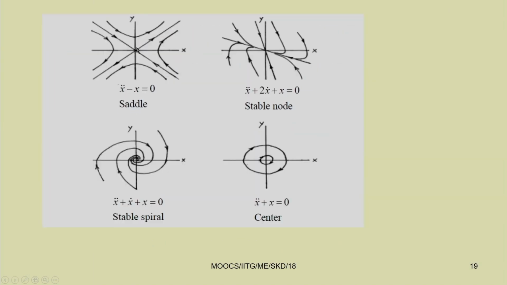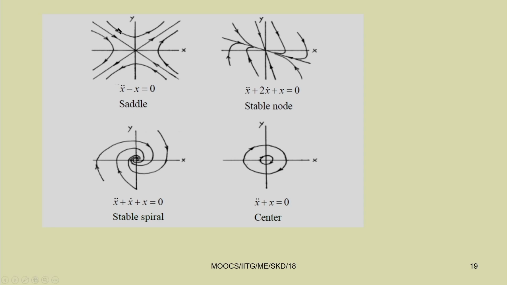So, this is the saddle point, and this is the saddle: x double dot minus x equal to 0. You just see the roots of the eigenvalue or roots of this equation. So, x double dot minus x equal to 0, this auxiliary equation will be D square minus 1 equal to 0, or D square equal to 1. So, D equal to plus minus 1. So, the solution will be C1 e to the power t plus C2 e to the power minus t. The C1 e to the power t term will exponentially grow the response as t tends to infinity.